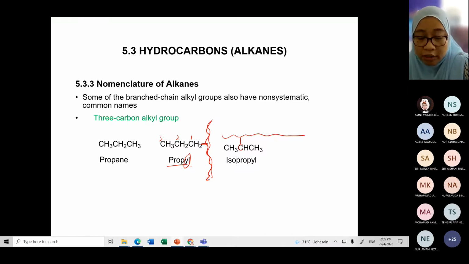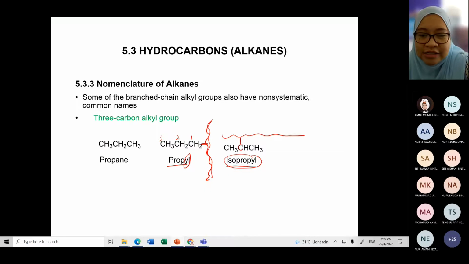We cannot call it propyl, because it is called propyl only if the parent is attached to the first carbon of the 3 carbon alkyl group. If it is attached to the second carbon of the propyl group, then it is no longer propyl. It is called isopropyl. So this is the non-systematic name. Later, we will look into how to name this isopropyl based on the systematic name. So we have 2 options, and we are going to discuss the non-systematic name first.